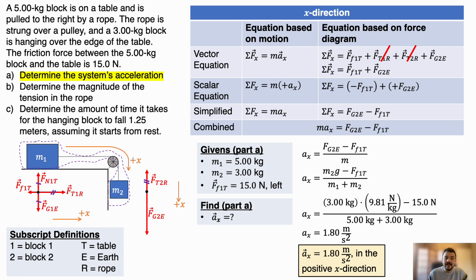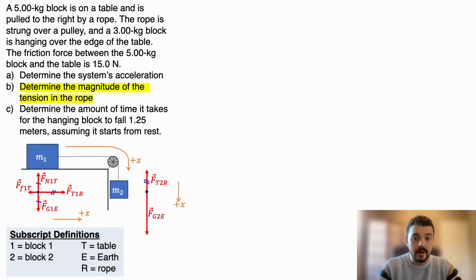I've even highlighted it with this yellow color to emphasize, there's my final answer, Mr. Miliano. Look here, we did it. So there we go. That's how you do part A of this problem, how you find the acceleration of the system. Let's go ahead now and move on to part B, where we are going to look for the tension in the rope.